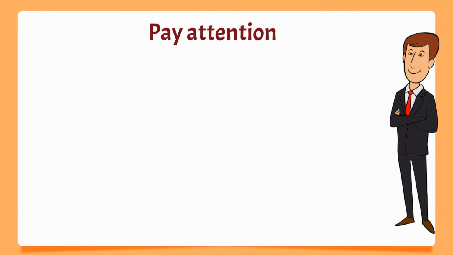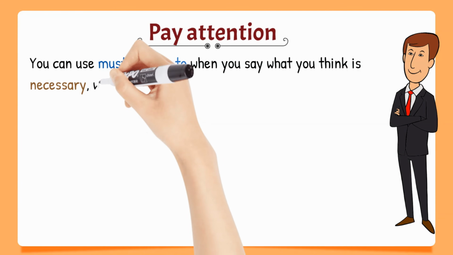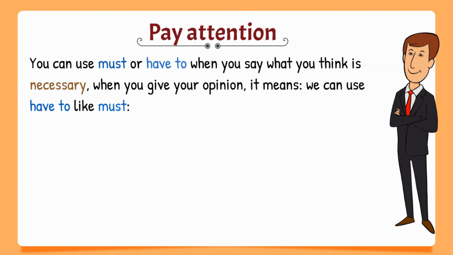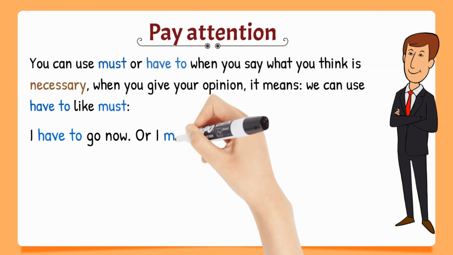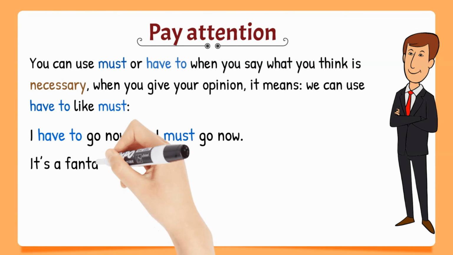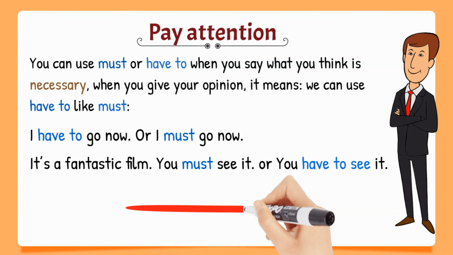Pay attention. You can use must or have to when you say what you think is necessary. When you give your opinion, it means we can use have to like must. I have to go now. Or, I must go now. It's a fantastic film. You must see it. Or you have to see it.